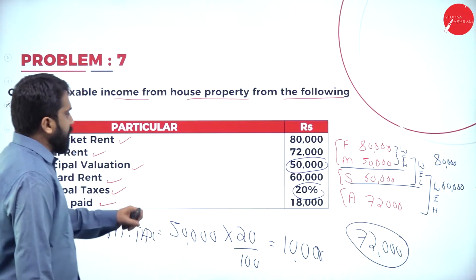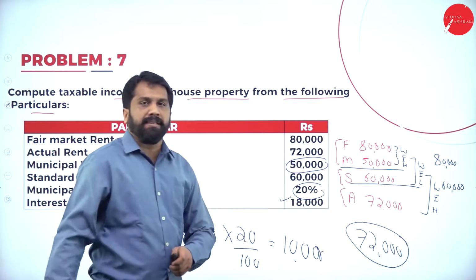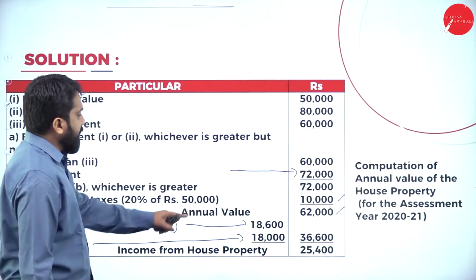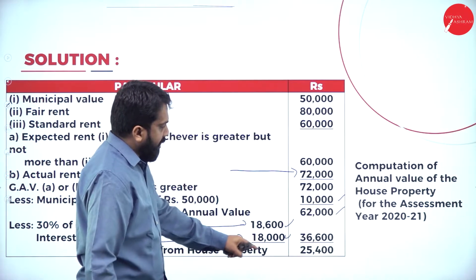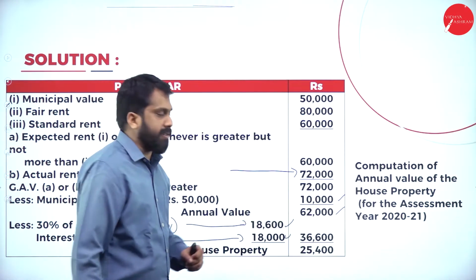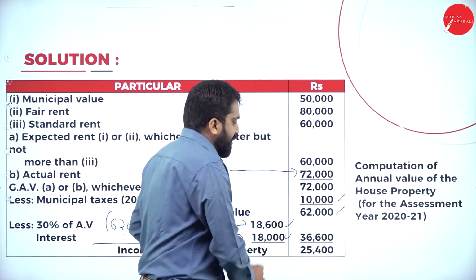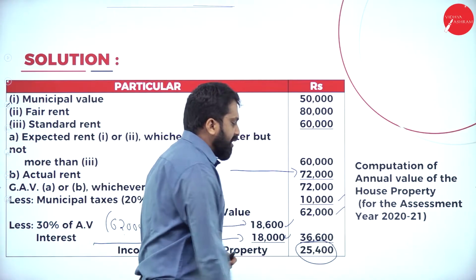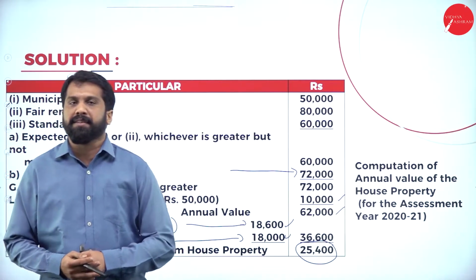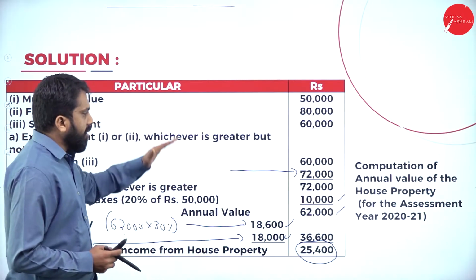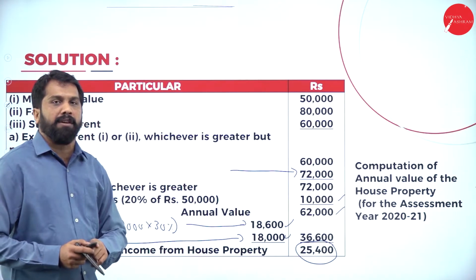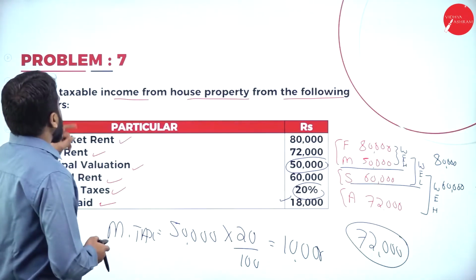So, how much interest paid? It is 18,000. Now, municipal tax plus interest paid, all put together, it is 36,600. From 62,000 minus 36,600, it will be 25,400. Any doubt? Hopefully there is no doubt. So this is all about your calculation for problem number 7.